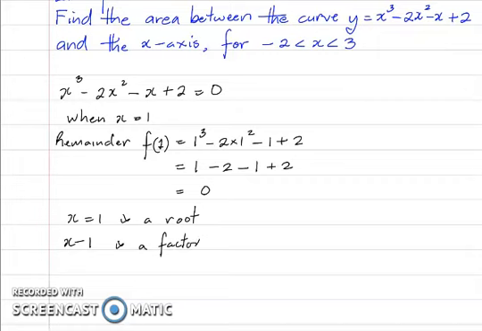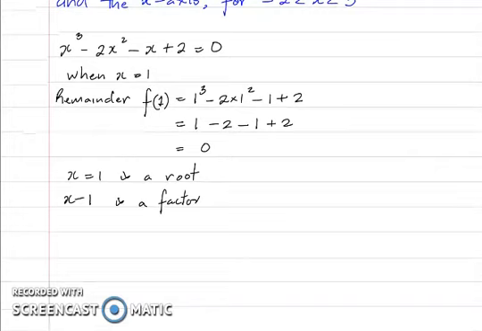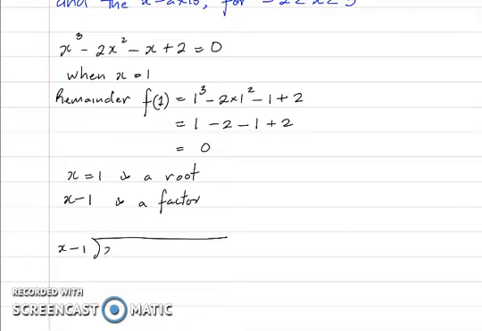Now, if x minus 1 is a factor, I can divide the polynomial by x minus 1 in order to obtain the quadratic factor. So I'm going to have x minus 1 into x cubed minus 2x squared minus x plus 2. Now x goes into x cubed x squared times. So x squared times x is x cubed, and x squared times minus 1 is minus x squared. So we're going to subtract.